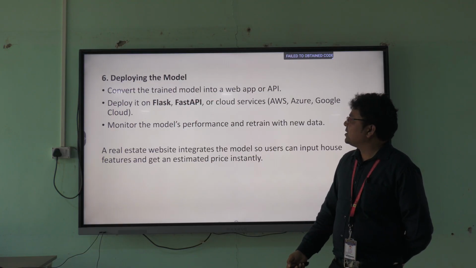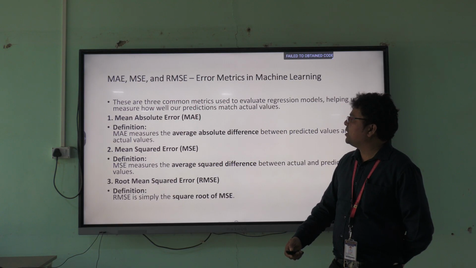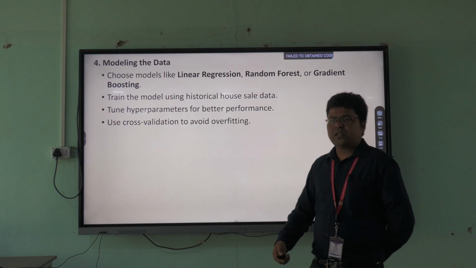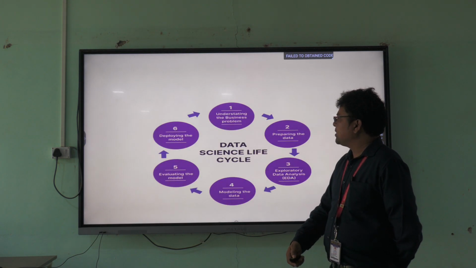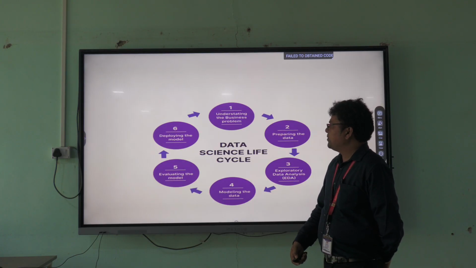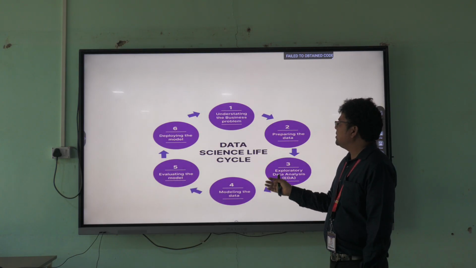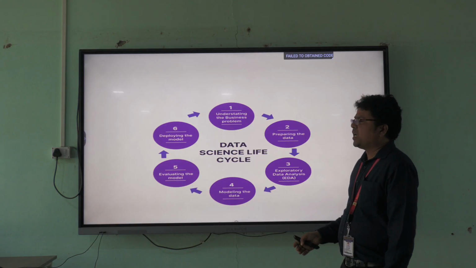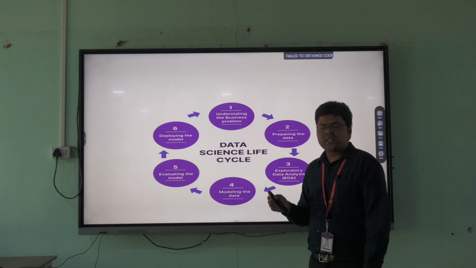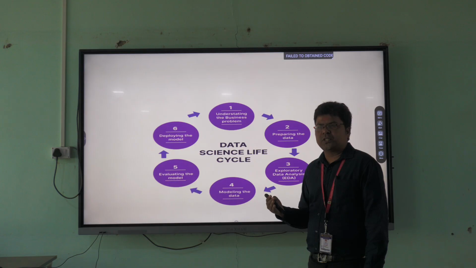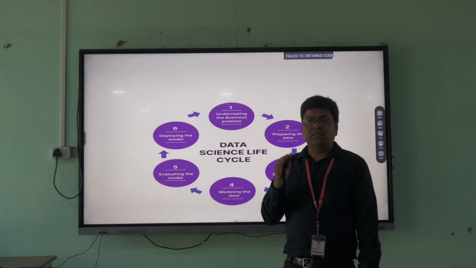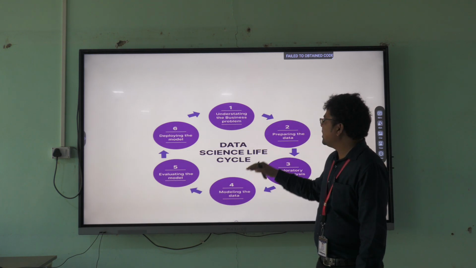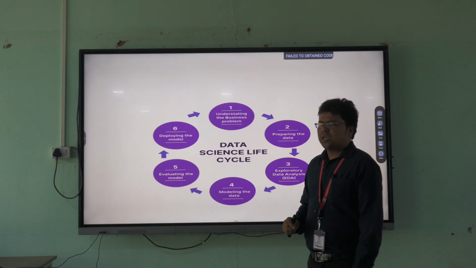So these are the 6 steps which we have studied in the life cycle of a data science project. Let us revise and summarize once again. The data science life cycle consists of 6 steps. The first is understanding the business problem: understanding why we require the data science project, who the end users are, and how it will be useful for them.